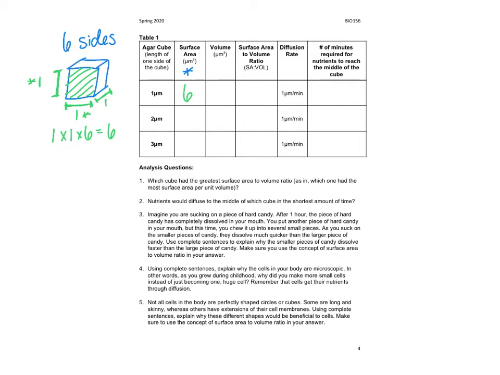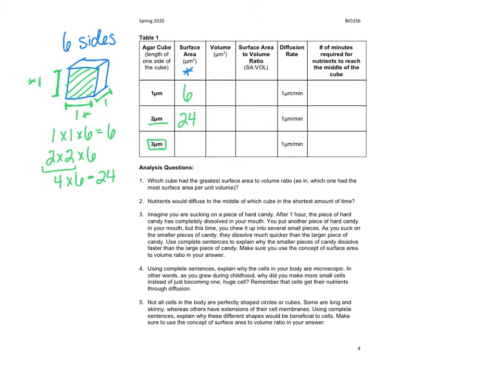Now for our second cube, looking at the cube that has 2 micrometers on each side, we would do that same equation, but instead of the ones, we'll substitute 2. So we would take 2 times 2 to give us the surface area of one side, and multiply that by 6 to give us the surface area of all 6 sides. So 2 times 2 is equal to 4. Multiply 4 by 6 in order to get 24. Now for the 3 micrometer cube, I will let you figure that one out on your own using this simple formula.